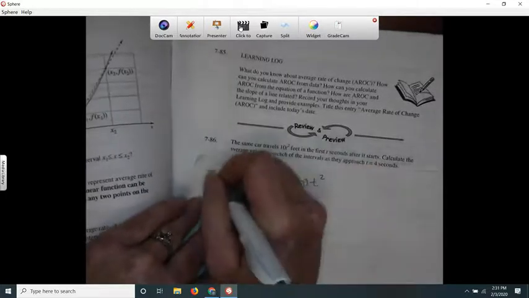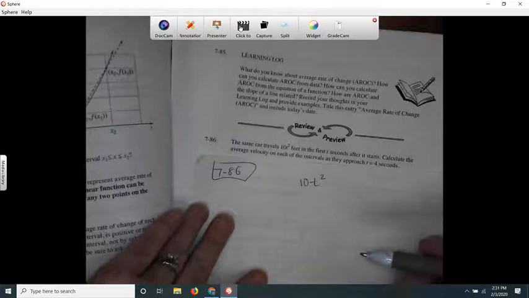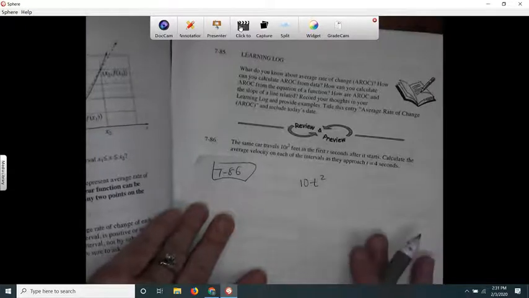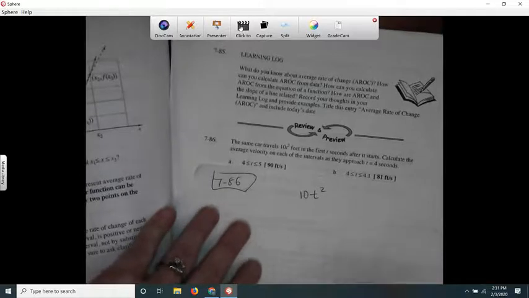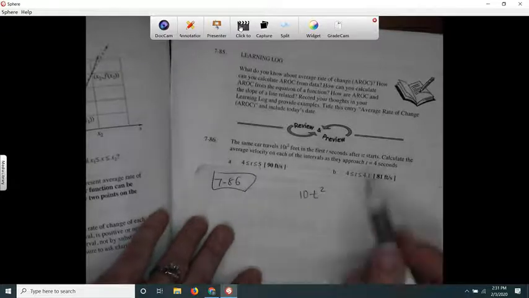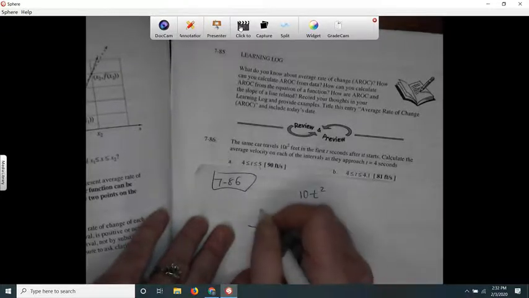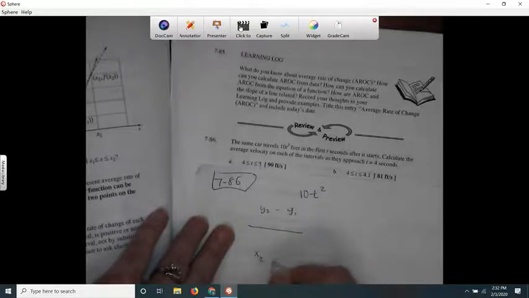7-86 says the car travels 10t squared feet in the first t seconds after it starts. Calculate the average velocity on each of the intervals as they approach t equals 4. So when t is in between 4 and 5, we're going to do that thing where it's kind of like y2 minus y1 over x2 minus x1.